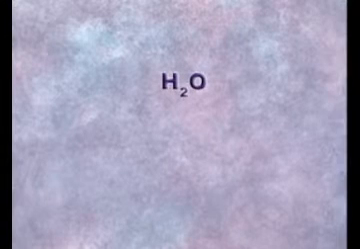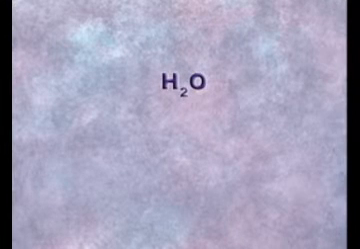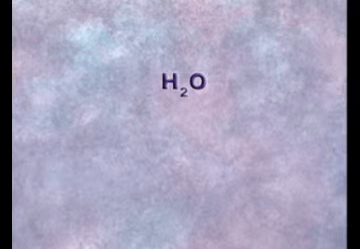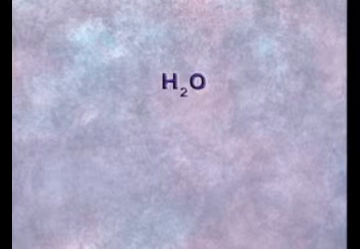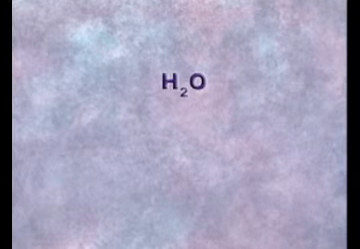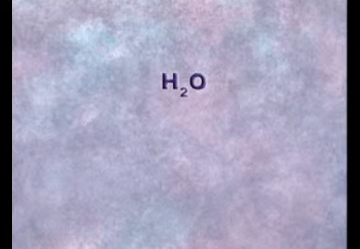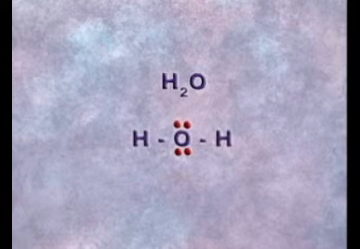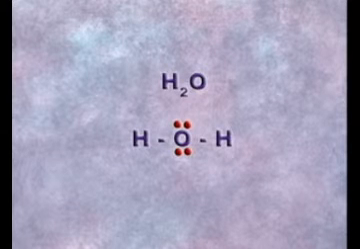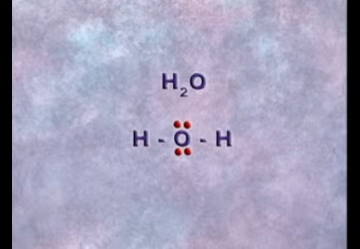Now, let's try water, H2O. Oxygen has 6 valence electrons, and each of the hydrogen atoms has 1, for a total of 8 valence electrons to work with. So, we put oxygen in the middle, bonded to each hydrogen atom, with 2 unshared pairs of electrons as well.